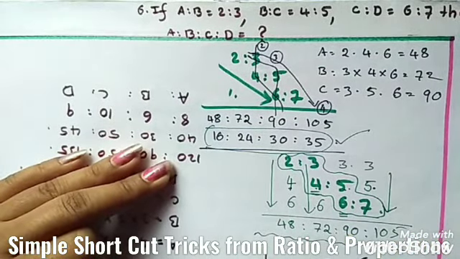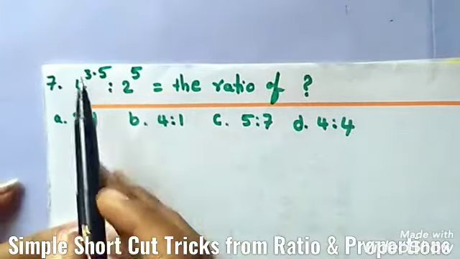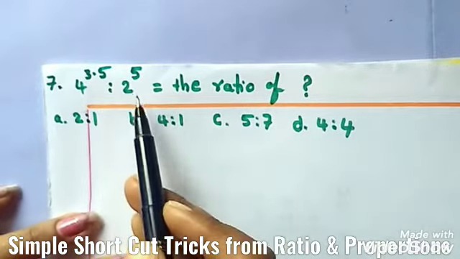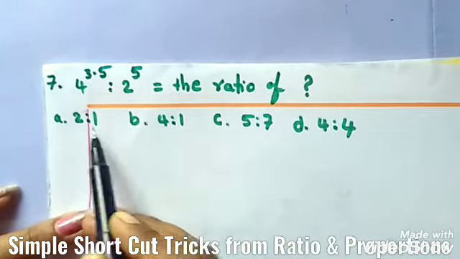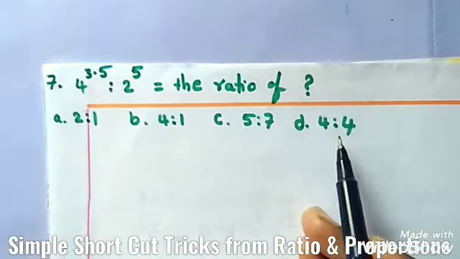Let us see the 7th example. 4 power 3.5 is to 2 power 5 is equal to the ratio of dash. Options: 2 is to 1, 4 is to 1, 5 is to 7, 4 is to 4.